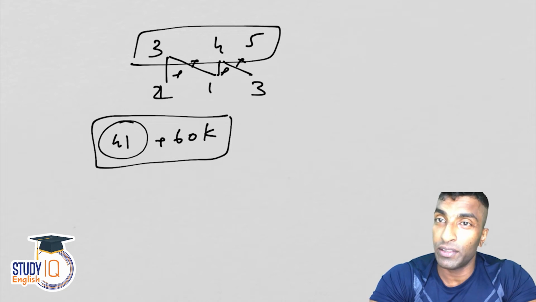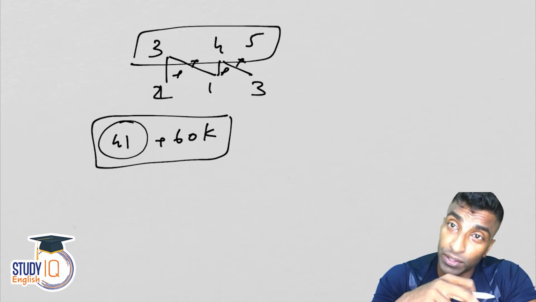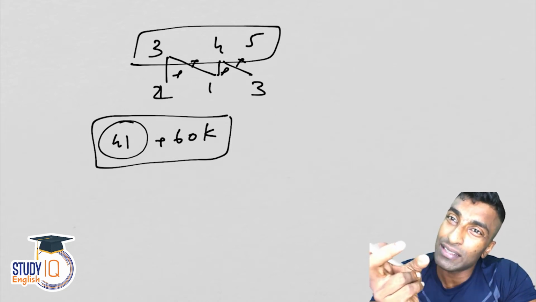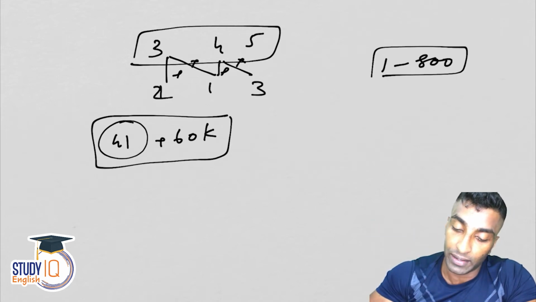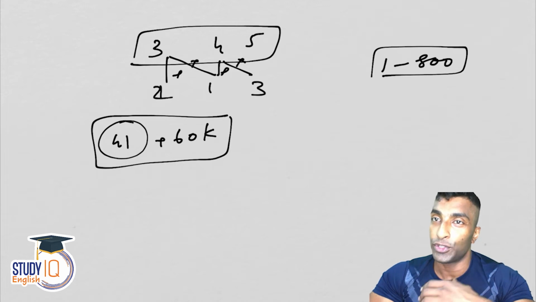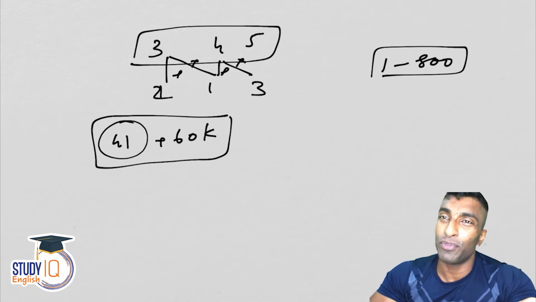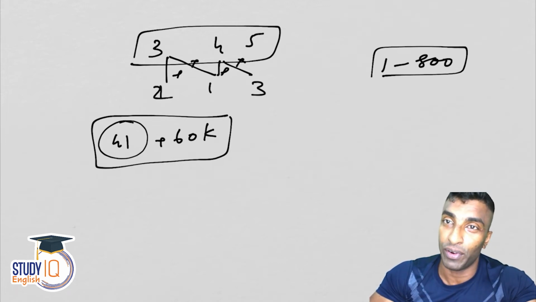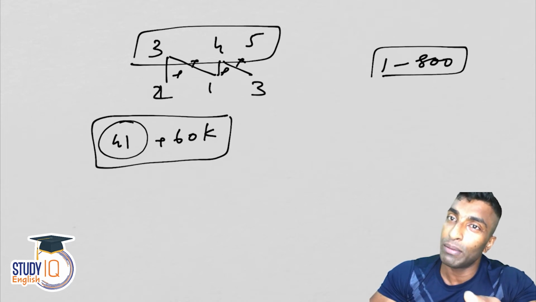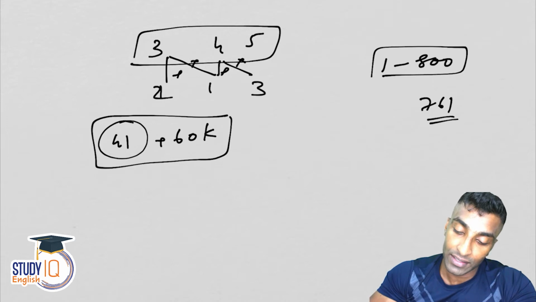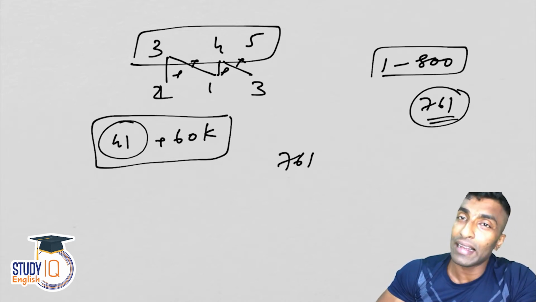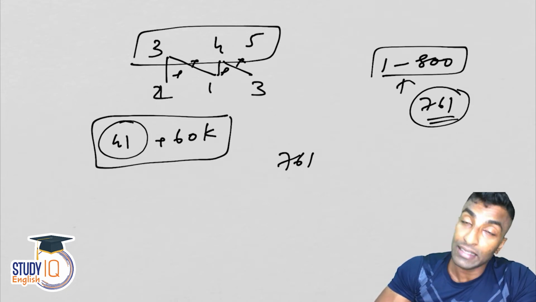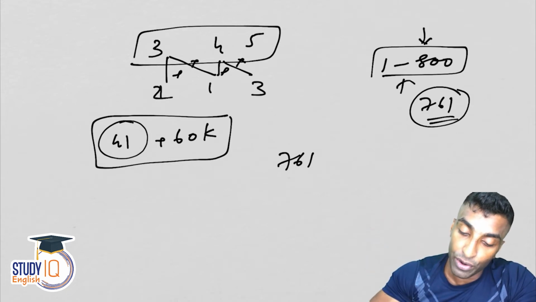Now my objective is to find the term in the series which is just less than 800, because the range that they have given us is 1 to 800. Just before, we discussed the 11th term was 641. So what is the 12th term? 701. What is the 13th term? 761. So 761 will be the last term in the series because the next term will be 821, which is beyond 800.